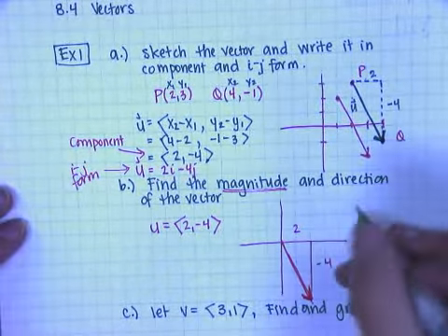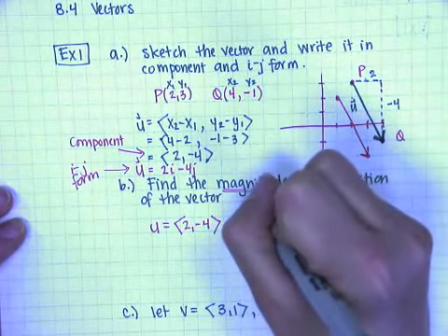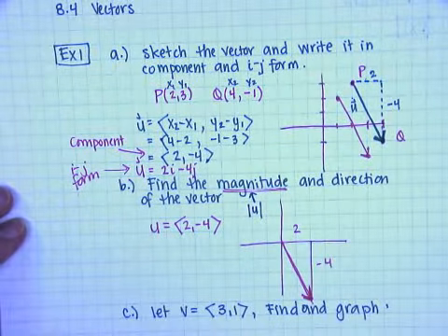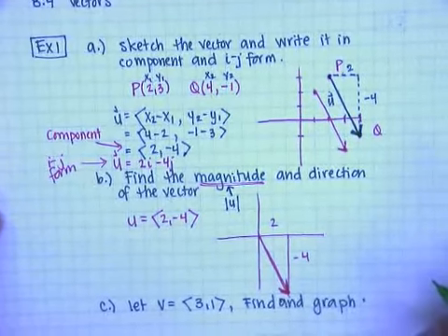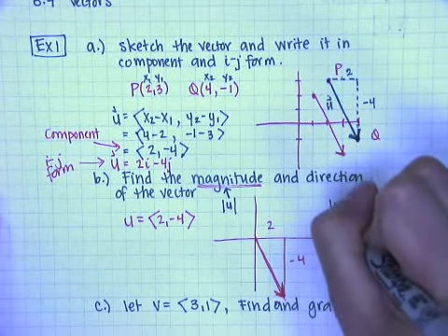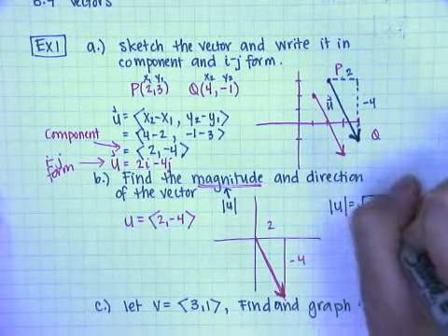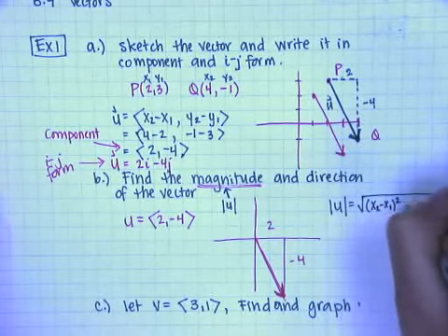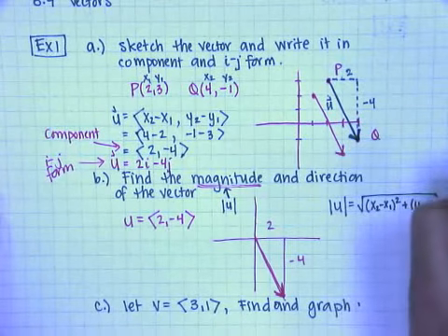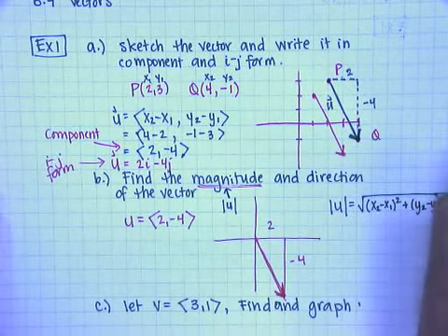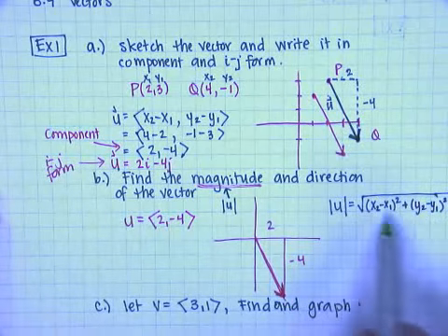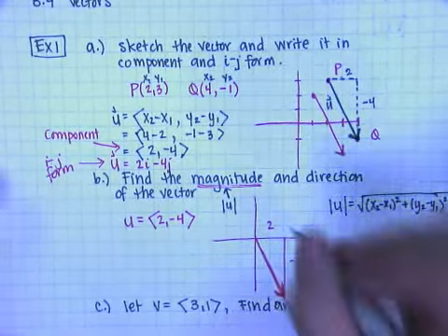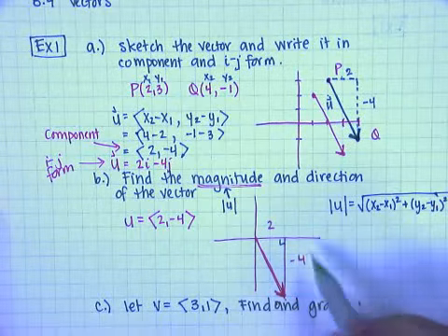And there is a formula for magnitude. By the way, the way that you would write that out with notation is the absolute value of u, but you read it as the magnitude. The formula for the magnitude of u is the square root of x2 minus x1 squared plus y2 minus y1 squared. And that should look familiar to you. It's just the distance formula. So we could work this out with the distance formula. You could also just think of the Pythagorean theorem here.